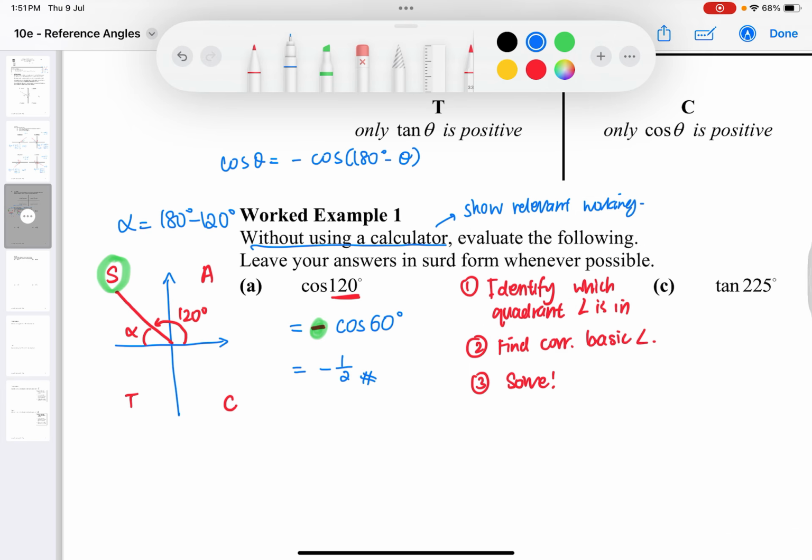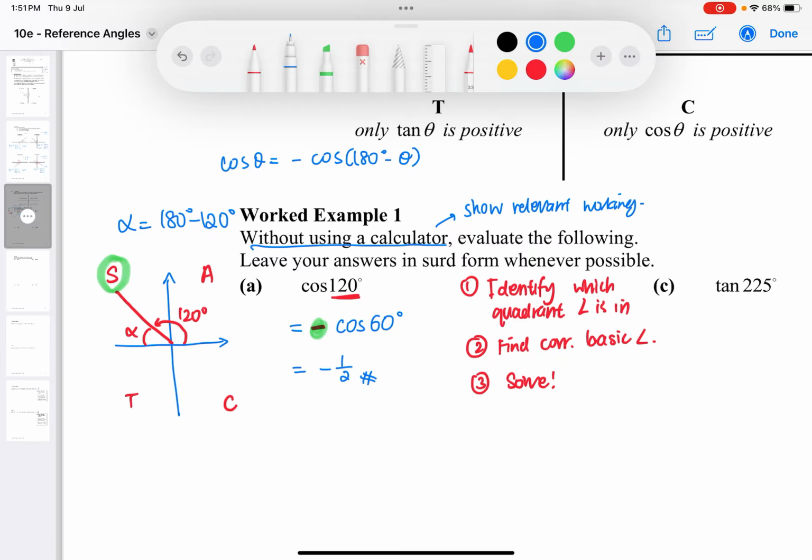So ASTC is an extension of what you all learned for obtuse angles. So now you can extend beyond obtuse angles. We can go to all the different angles already. All the angles can have a corresponding basic angle. Okay, so that's pretty cool, right?